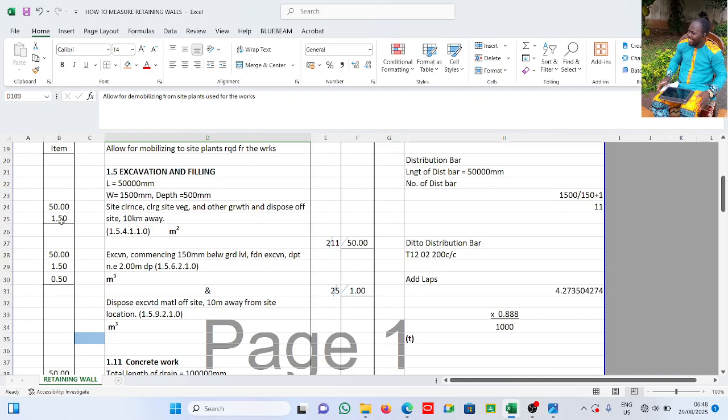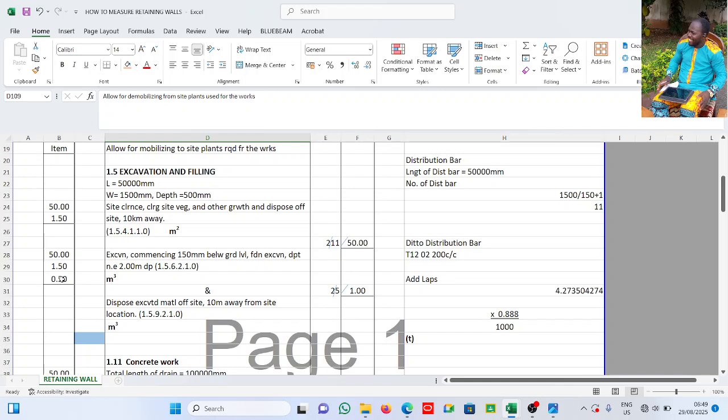Okay, then after having cleared the site, now we need to excavate. All right, so we are commencing from, of course, our site clearance. We're going down and the depth is 500. It is as straightforward as it is. 50 by 1.5 by 0.5.